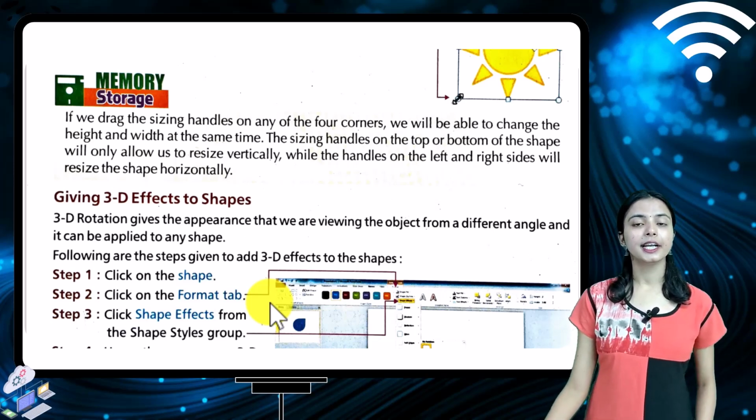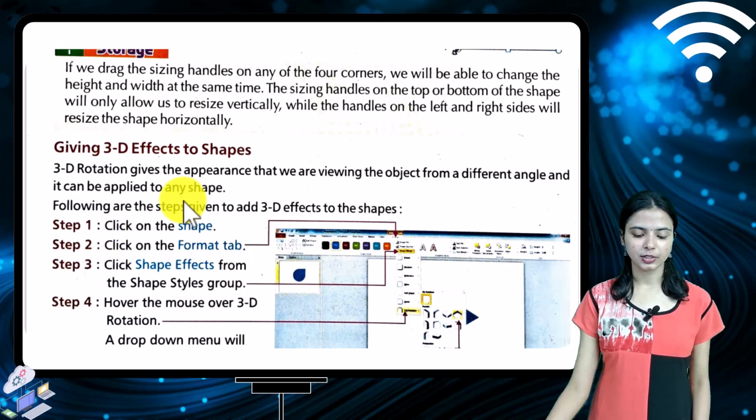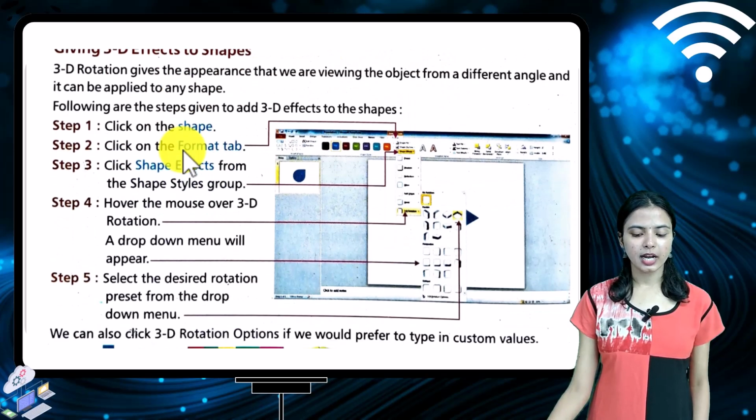Right? Giving 3D effects to shape. Now we will learn to give 3D effects to shape. 3D rotation gives the appearance that we are viewing the object from a different angle, and it can be applied to any shape, right? Following are the steps given to add 3D effects to the shape.